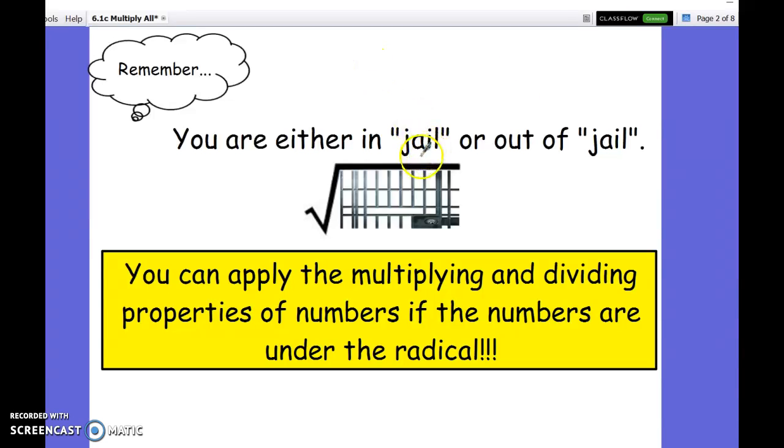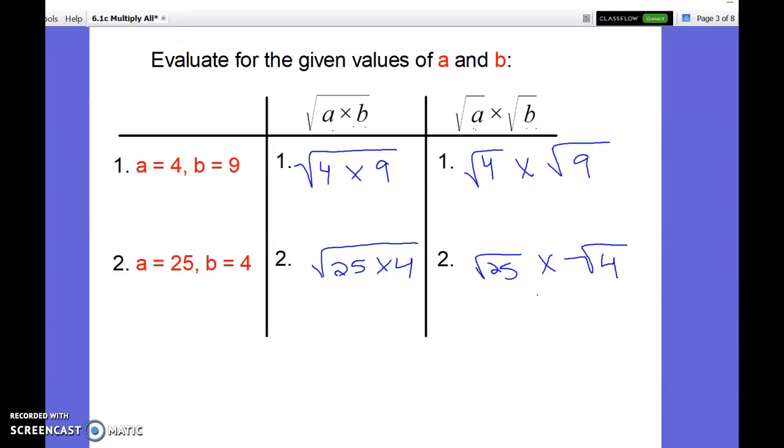So if we are multiplying, you are either in jail or you are out of jail. If things are underneath the radical, we can multiply them together. If things are outside of the radical, we can multiply them together. You either have to stay in jail or you have to stay out of jail. We can apply the multiplying and dividing properties of numbers if the numbers are underneath the radical. So we'll multiply and divide just like you've been doing since elementary school.